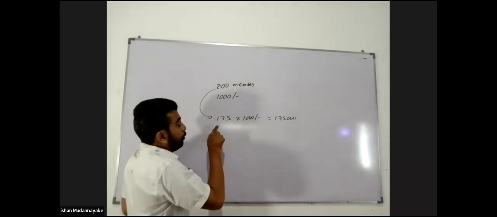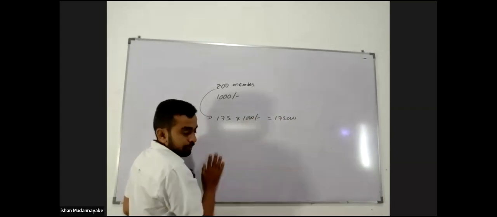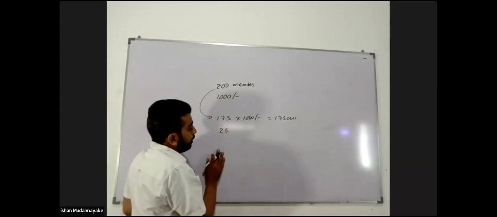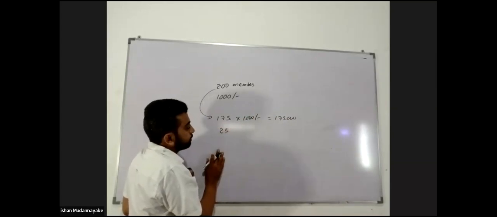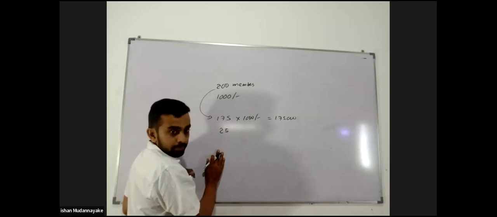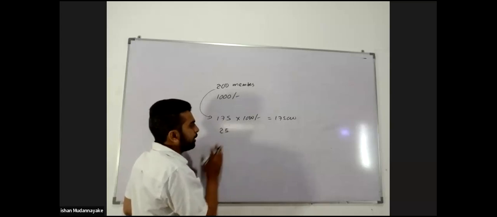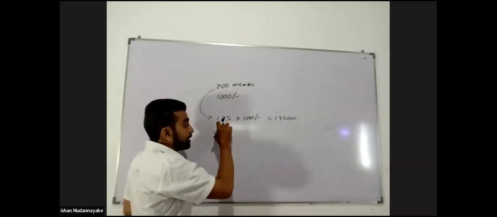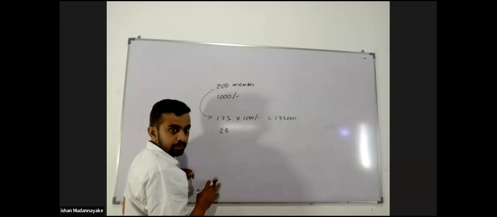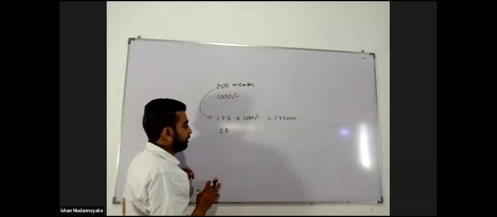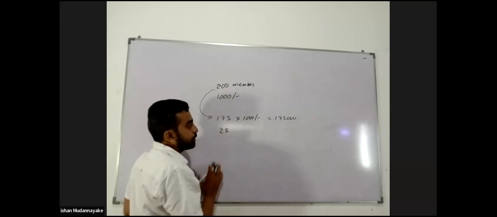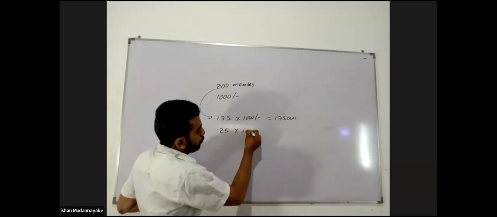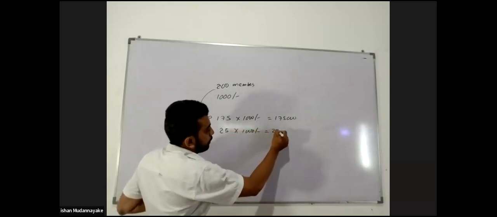Here, only 175 members paid their subscription fee. Then the balance amount receivable. Balance subscription fee receivable, how much? Here, number of members 200. Out of 200 members, 175 paid us their subscription fee, their membership fee. And these 25 people need to pay their subscription to the organization. Then 25 multiplied by 1,000 rupees. Subscription receivable, how much? 25,000.